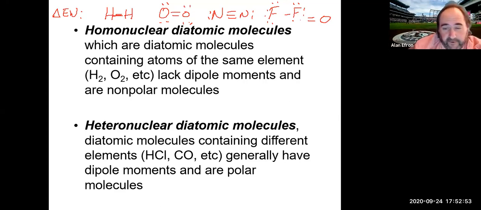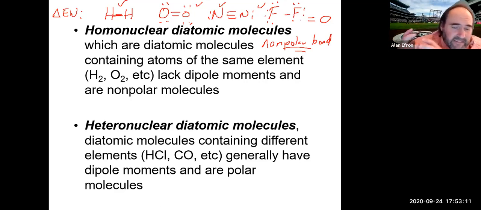So 4 minus 4 is 0, I think. 2.1 minus 2.1 is still 0. And what that would tell us in each of these cases here is we have a nonpolar bond. And that really is what the difference in electronegativity is telling you. It's not necessarily telling you the entire molecule is polar or nonpolar, but it's telling you that this particular bond between these two atoms is going to be a nonpolar bond.